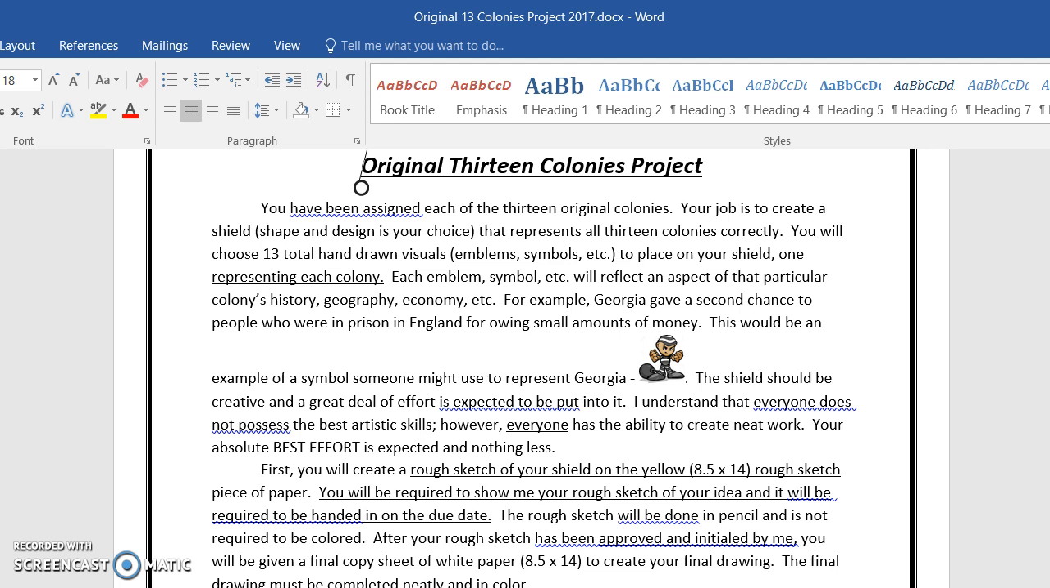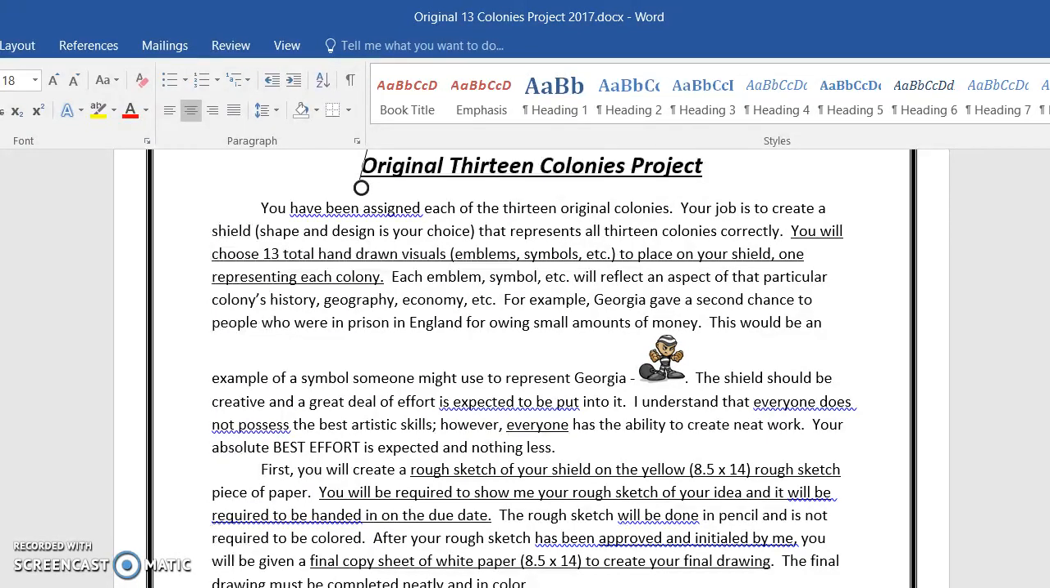Now, each emblem, symbol, etc., is going to reflect an aspect of that particular colony's history, geography, economy, etc. And a lot of these colonies, some of them are similar as to why they were founded. Some of them are drastically different. For example, Georgia gave a second chance to people who were in prison in England for owing small amounts of money. So, in other words, they were in jail until they could pay their debt. But if they were in jail, it was very difficult to earn money to pay off their debt.